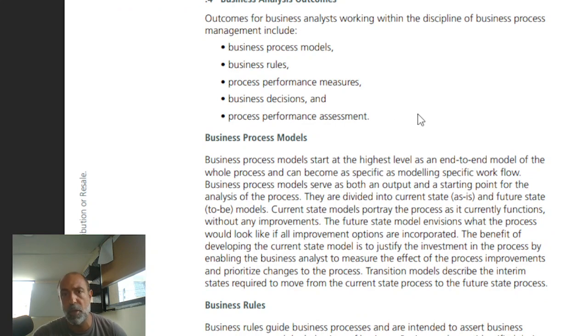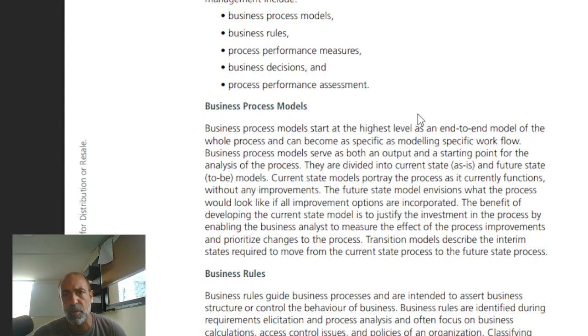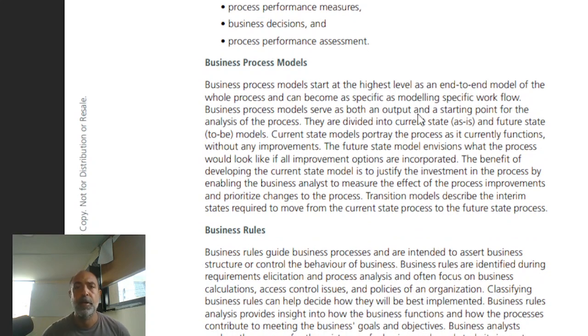What are the performance measures of the process? What's the decision and what's the process performance assessment? Business process models start at the highest level from an end-to-end model of the whole process and can become as specific as modeling specific workflow. Building process models serves as both the output and the starting point of the analysis of the process.